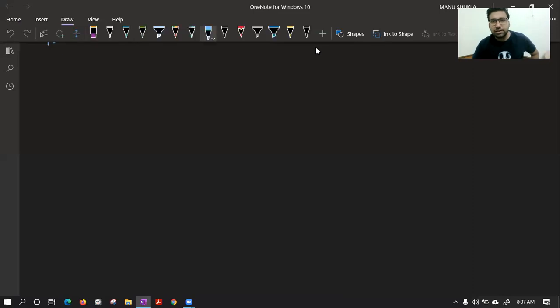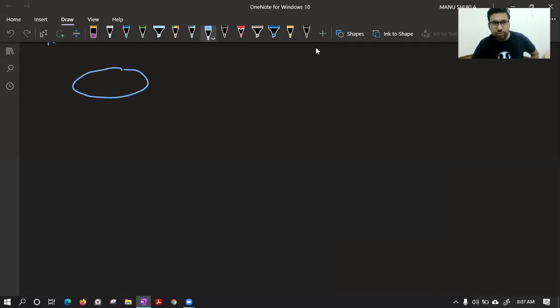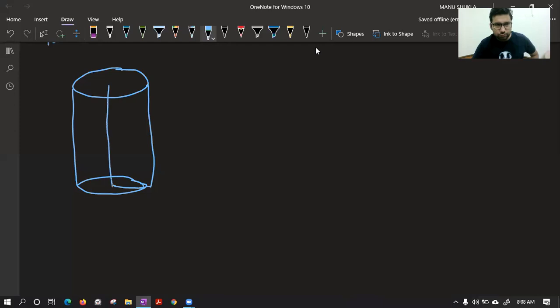If it is standing straight, then it is a right circular cylinder. So this is your right circular cylinder. Here right means the height is perpendicular properly like this. So this is your height in this case. It is standing straight. This is a right circular cylinder. The radius is r and height is h.